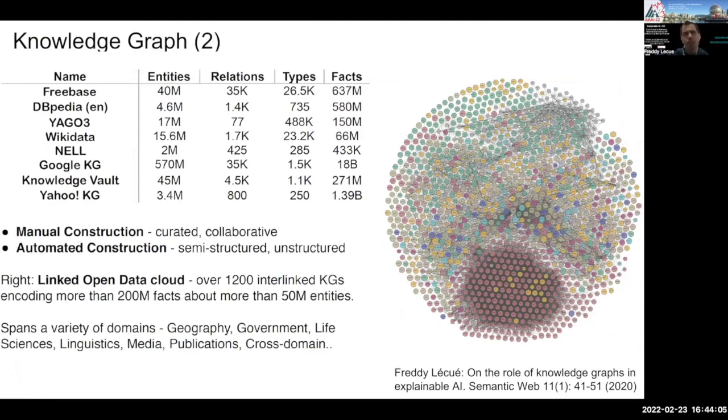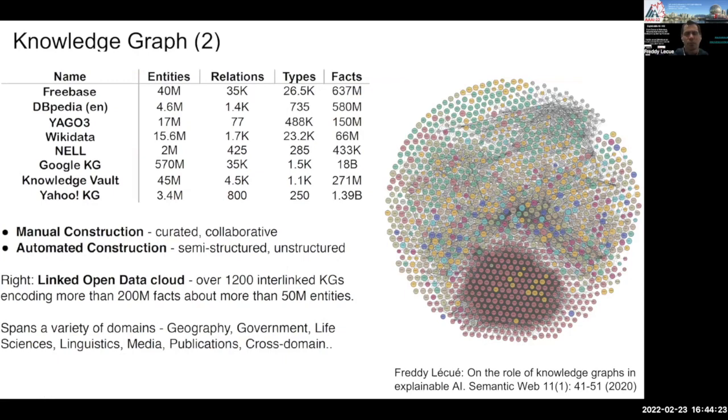I wanted to move on to the topic of explainable AI, using knowledge graphs for machine learning. So let me give a bit of basics on knowledge graphs. A knowledge graph is basically a set of triples. You have plenty of examples.